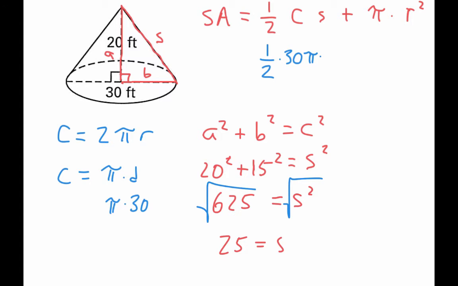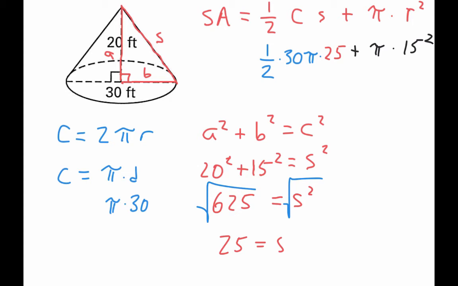So now that we know what s is, we could just put 25 in our original equation up there at the top. Now we're done with the hardest part. So we'll say this is 25. And now we're just going to fill the rest in. So plus pi times r squared. R is 15. So we have this equation. Our answer is going to be this thing here once we punch that into a calculator.